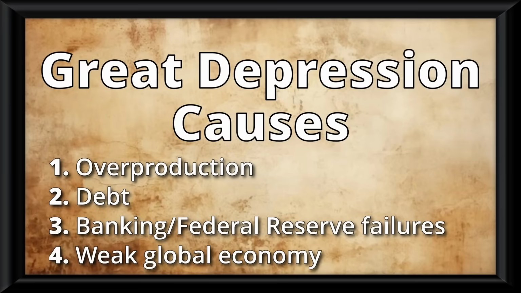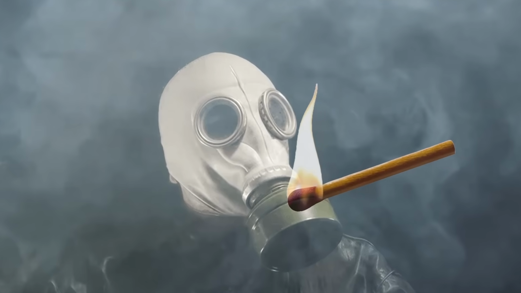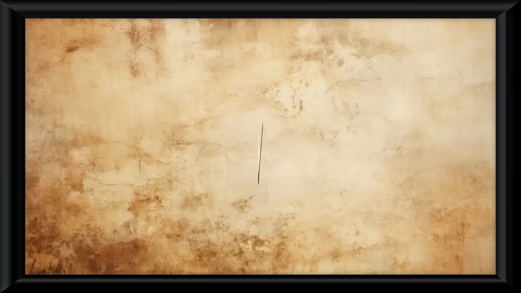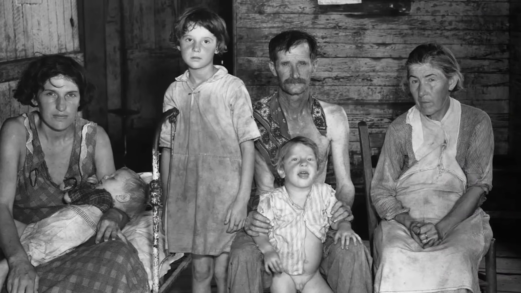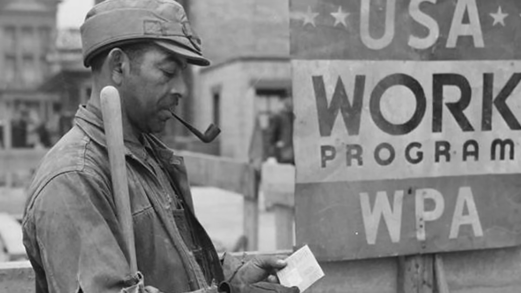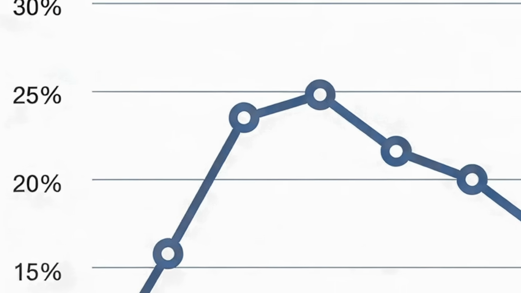And with all these 4 causes in play, it's like a room full of gas that requires one spark for the whole room to go boom. And that spark will be when the stock market crashes in 1929. Pretty quickly, the Great Depression will be devastating. Millions will lose their jobs, homes, and savings. The unemployment rate will shoot up to a staggering 25%.